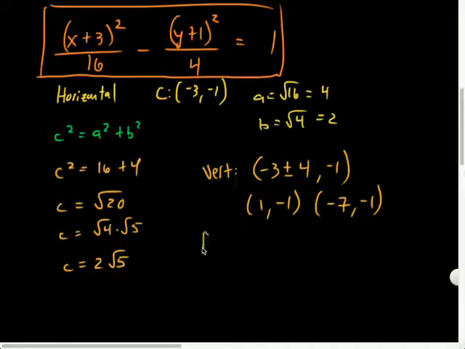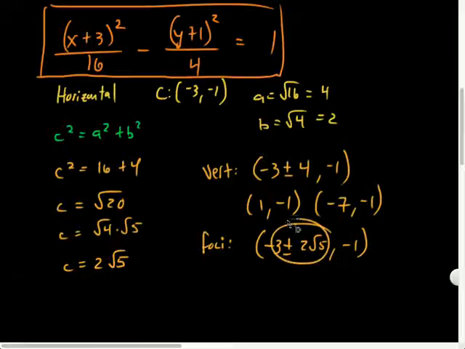In the case of the foci, we'll do the same direction. I'm going to add it also along the transverse axis. So -3 plus or minus 2 root 5, -1. And because those are radicals, you can leave it just like that.